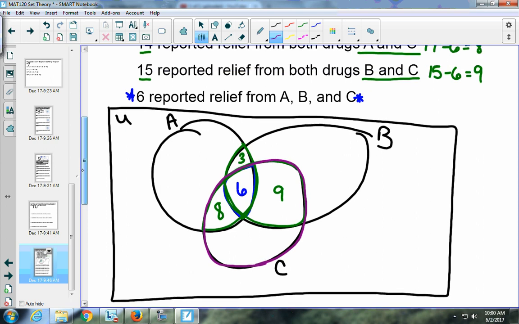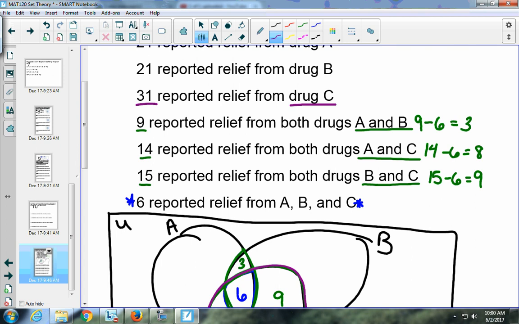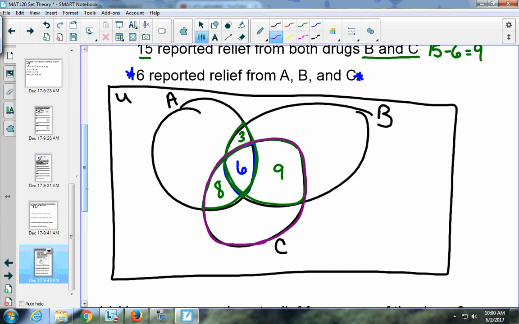So what we're going to do is take those 31 people that got relief from drug C and subtract the people that are already in circle C. The 8 people, the 6 people, and the 9 people. So we're really doing 31 minus 23. That's our 8 plus 6 plus 9, which tells us that there are 8 people that got relief only from drug C. So the 8 gets filled in here.